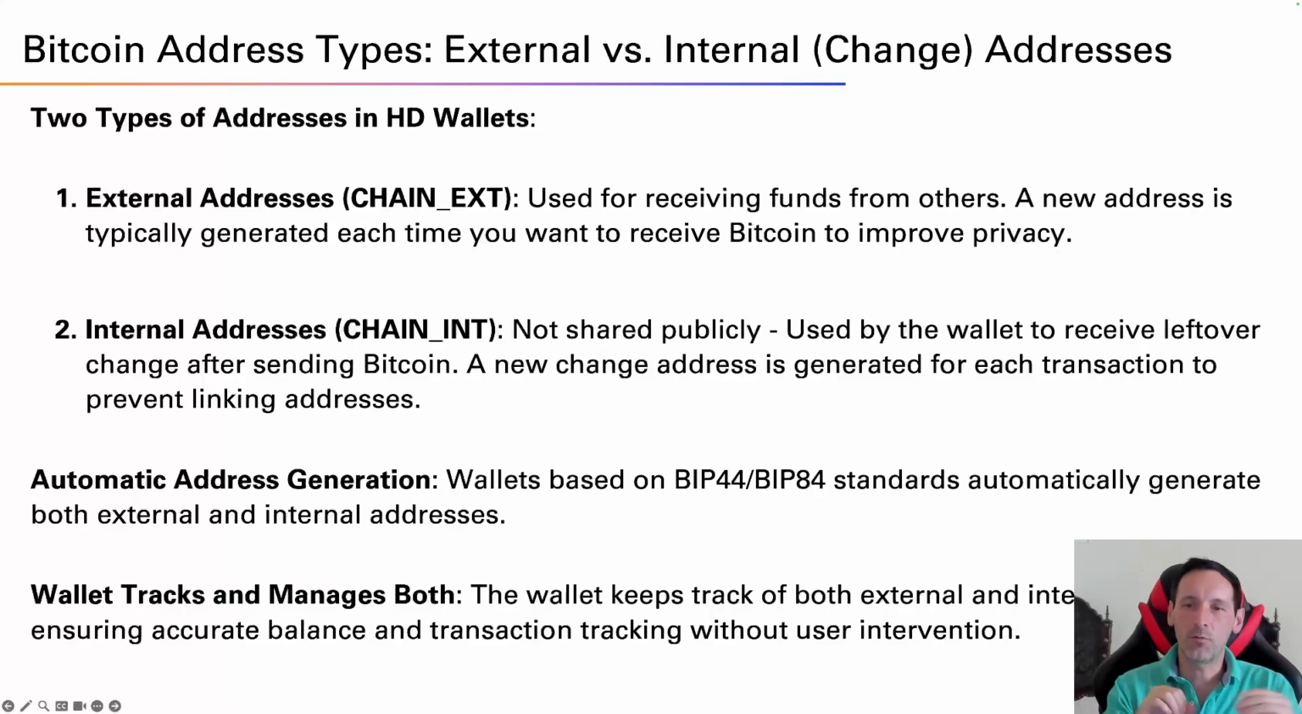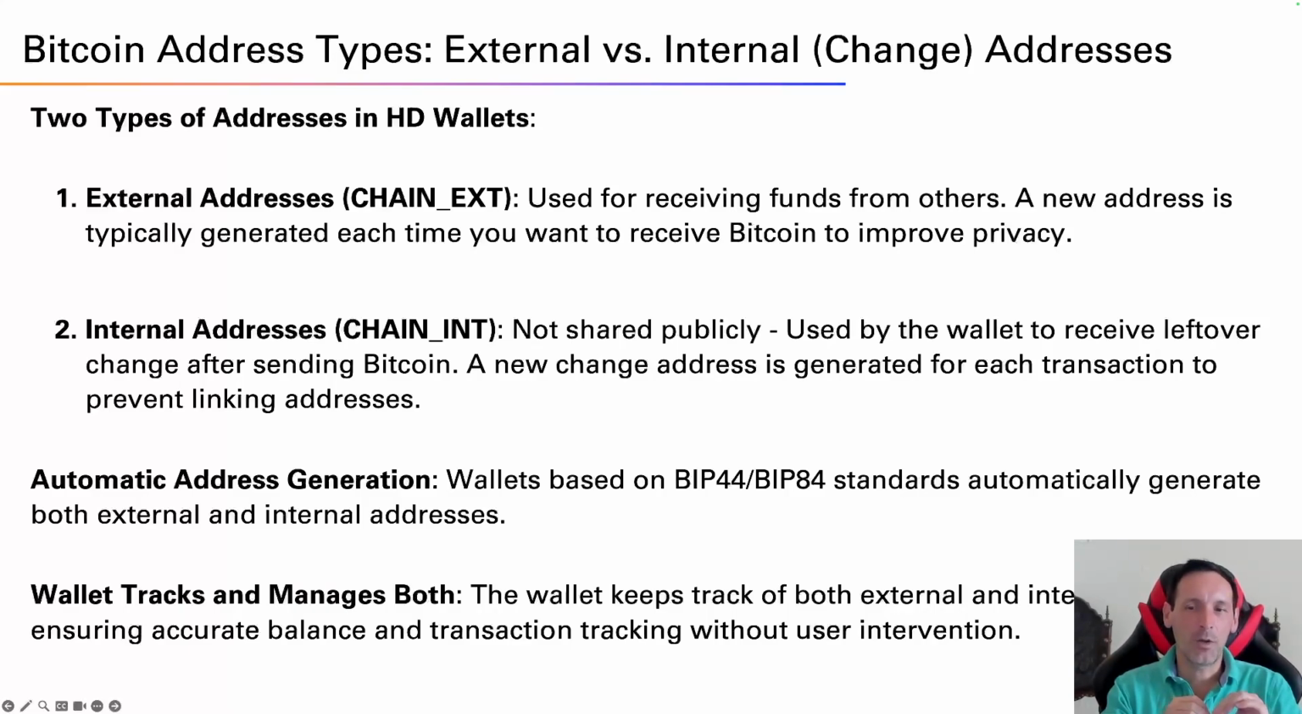So when you receive Bitcoin, the wallet automatically generates this external address from the external chain. These addresses are publicly shared to receive payments, and to protect your privacy, the wallet typically generates a new address each time you want to receive funds. We talked about this before.